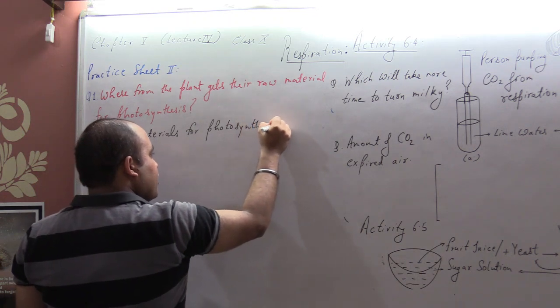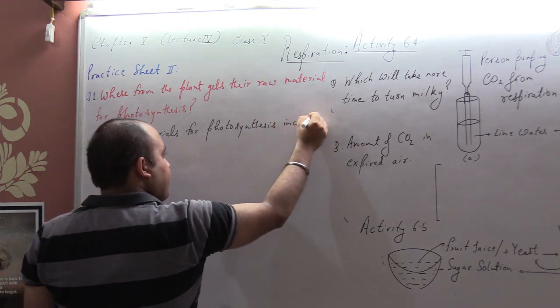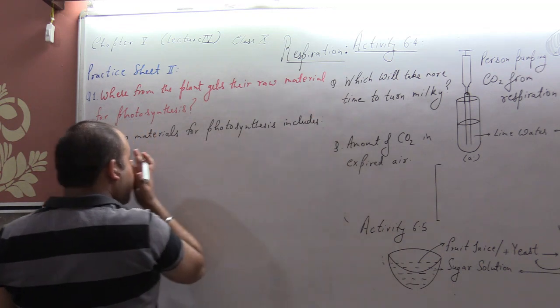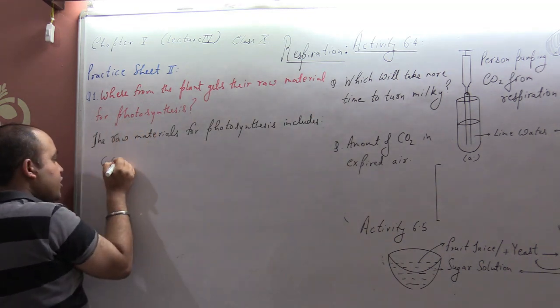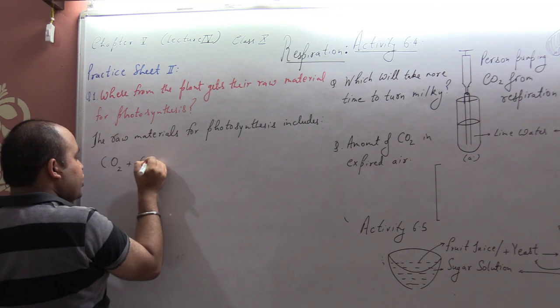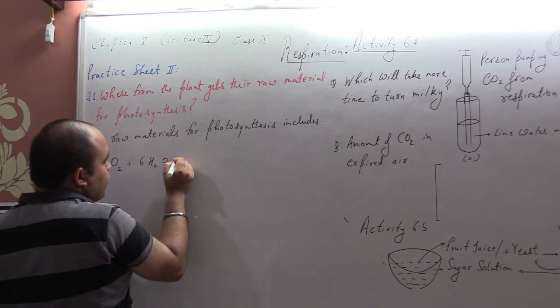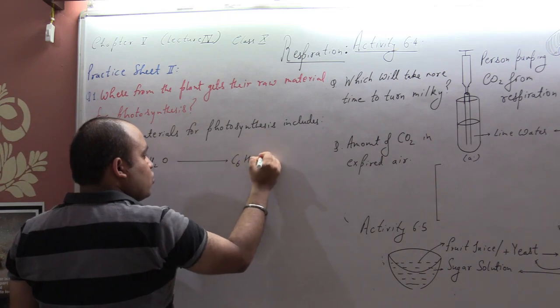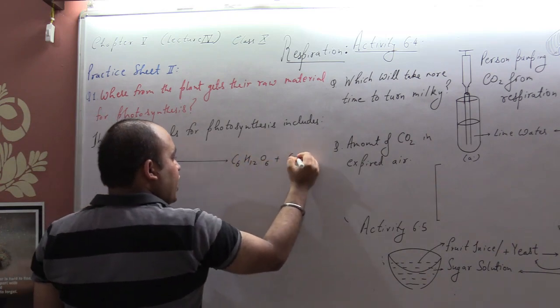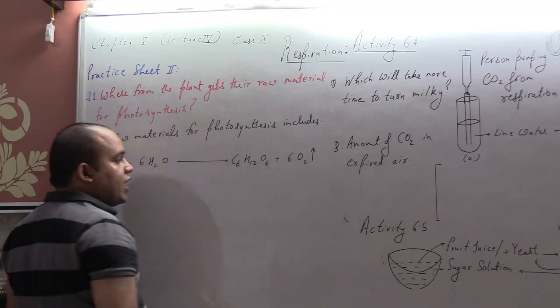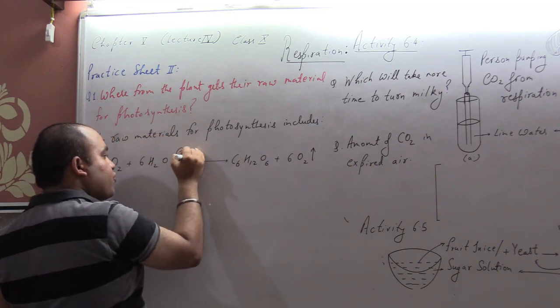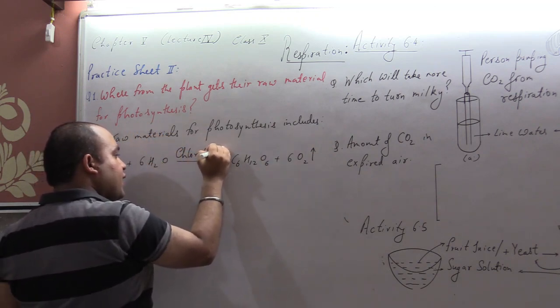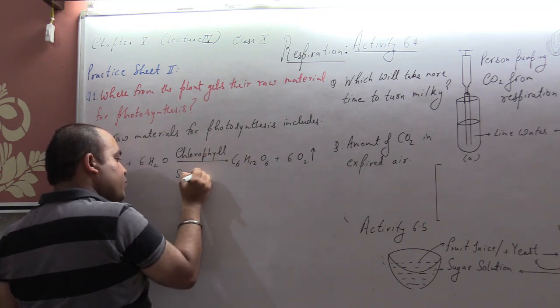Which are the raw materials? Carbon dioxide and water, so as to convert it into C6H12O6, the glucose molecule, releasing oxygen as a byproduct in the presence of chlorophyll and sunlight.